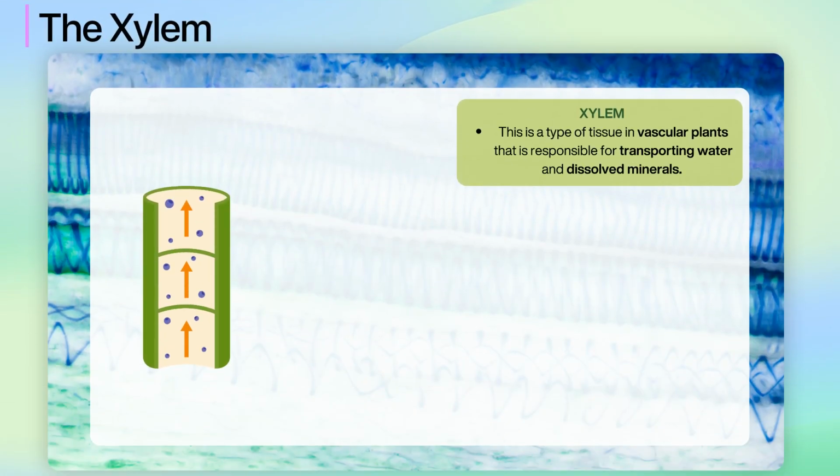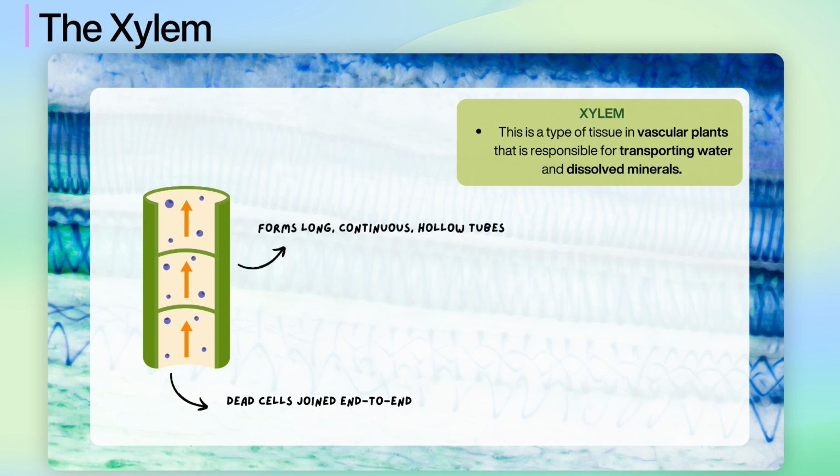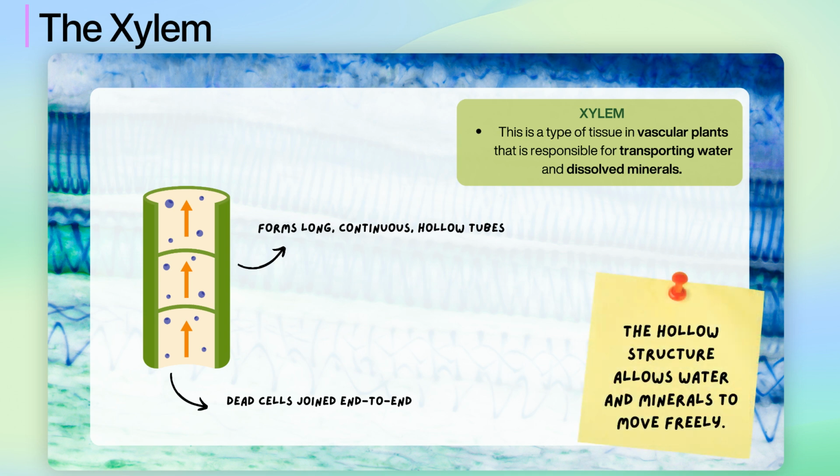The xylem is a type of tissue in vascular plants. The xylem is responsible for transporting water and dissolved minerals from the roots to the stem and leaves. Here's how xylem cells are especially adapted for their role. Xylem vessels are made up of dead cells that are joined end to end in order to form long, continuous, hollow tubes. This hollow structure allows water and dissolved minerals to move freely through the plant.